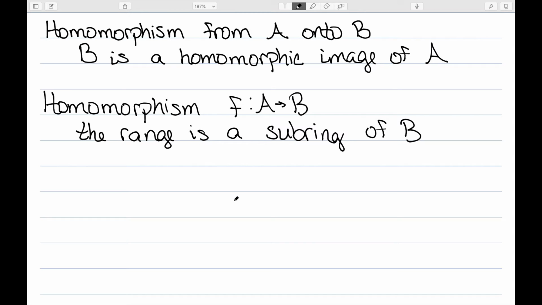So intuitively, if B is a homomorphic image of A, this means that certain features of A are faithfully preserved in B, while others are deliberately lost, just like this was true in terms of groups. So let's look at some examples.